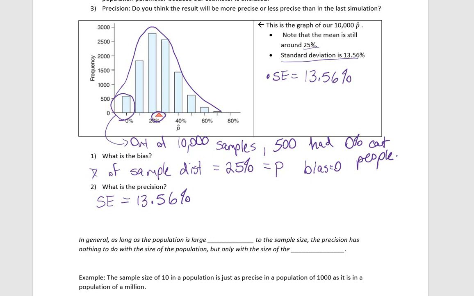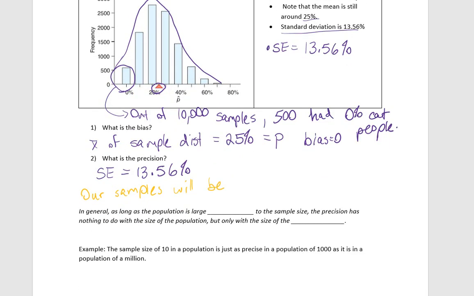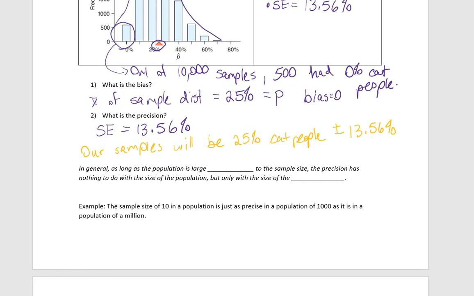Now, a way you can think of this, if you wanted to write a little summary or interpretation, is that our samples will be 25% cat people, give or take about 13.56%. Okay, so our precision still isn't great. I mean, if you have 25% cat people and you expect most of your samples to be off by 13%, you're not doing super great.